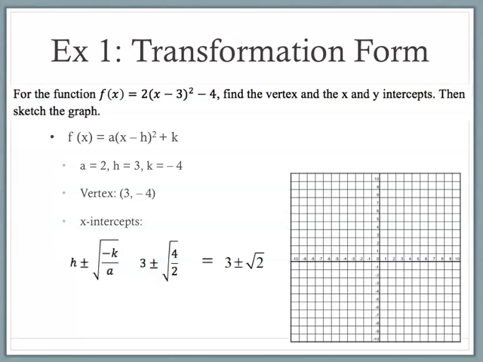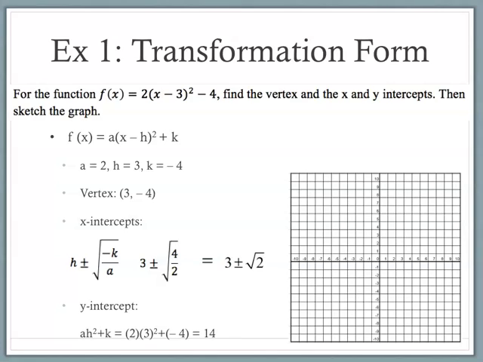And then the y-intercept, this is going to be ah squared plus k, so that's 2 times 3 squared plus negative 4, which is equal to 2 times 9, so 18 minus 4, which is equal to 14.